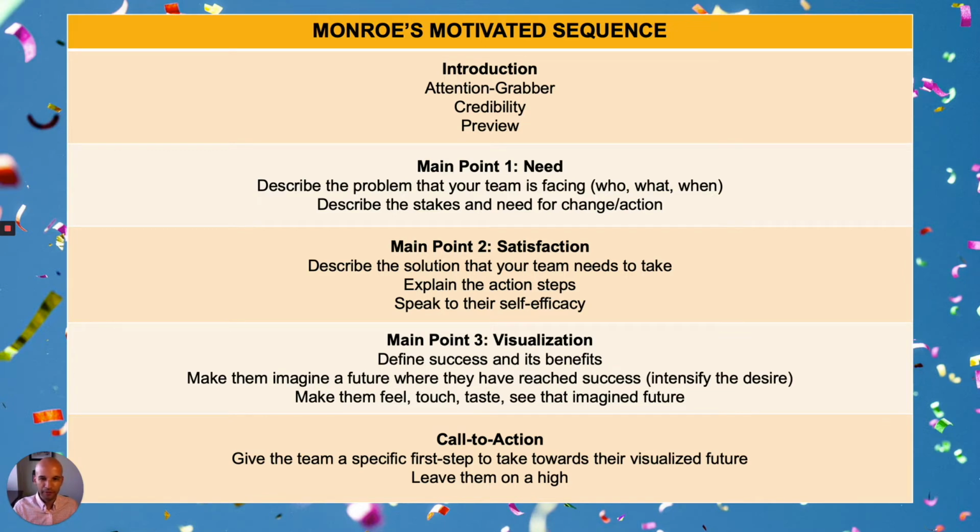This is Monroe's Motivated Sequence. Introduction, need, satisfaction, visualization, call to action. So make sure you visualize. Do not just do need and satisfaction and just say, yeah, so success would be good. And then go to call to action. No. What makes Monroe's Motivated Sequence beautiful is main point three. It's the most important part of main point three, I think.